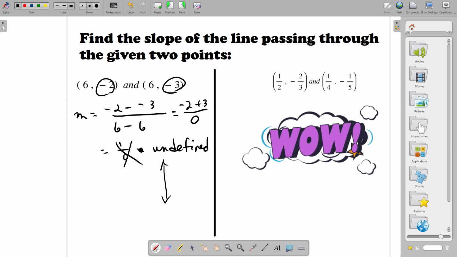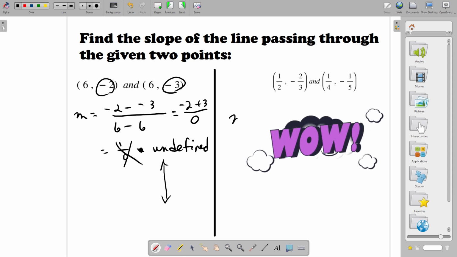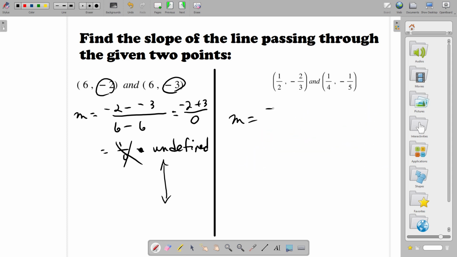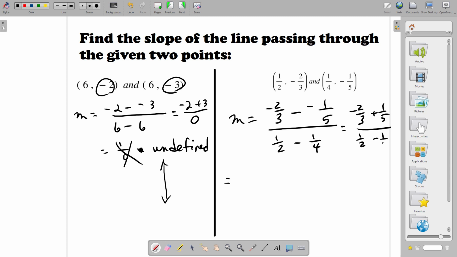All right, in this next problem, we've got fractions. Don't let the fractions scare you off. We have the first y minus the second y over the first x minus the second x. When we are dealing with fractions, adding or subtracting, let's fix this here first. Might be a little easier for us to see that we're really adding 1/5. We need a common denominator. The common denominator for 3 and 5 is 15.